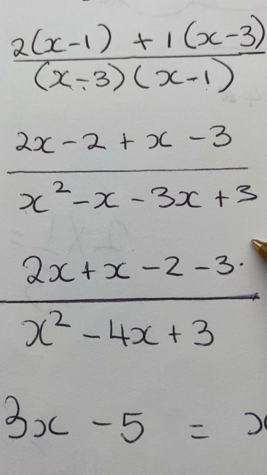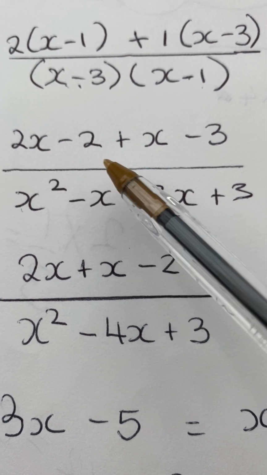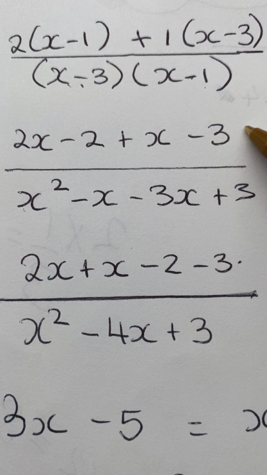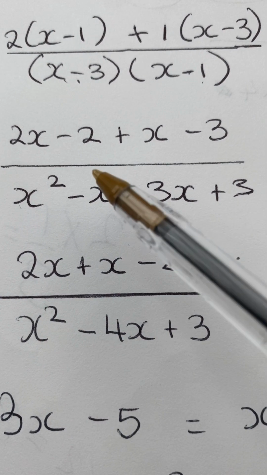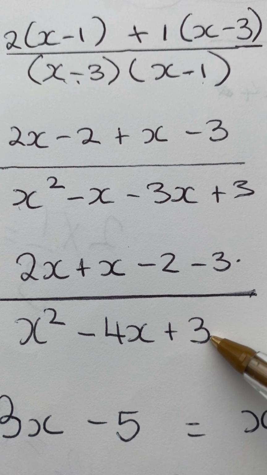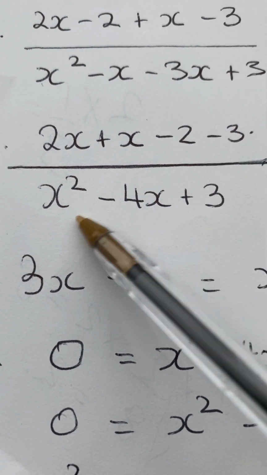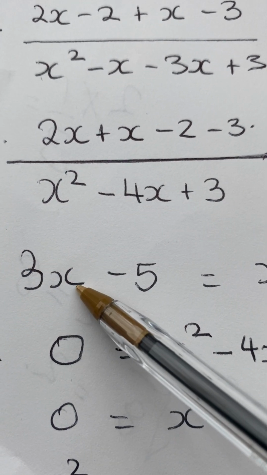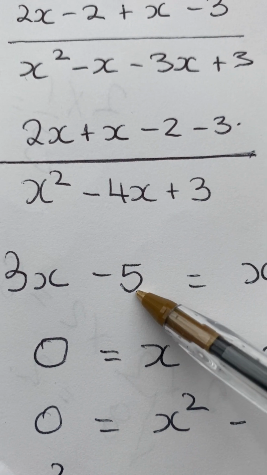So I'm going to simplify again. Now 2x plus x minus 2 minus 3. The denominator becomes x squared minus x minus 3x, which will be minus 4x plus 3 equals 1. Now the numerator becomes 2x plus x, which will be 3x, minus 2 minus 3 will be minus 5.